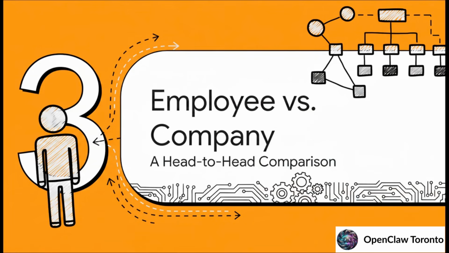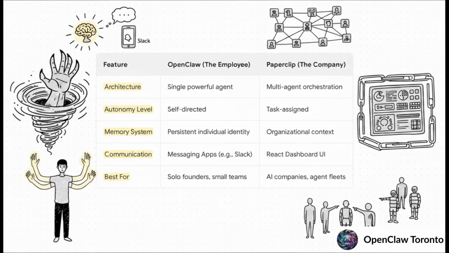Okay, so we've met the employee, we've seen the company. Let's put them head to head. This should make the differences totally crystal clear. All right, let's just break this down. Look at the architecture. OpenClaw is all about a single, super powerful agent. Paperclip, it's about managing a whole bunch of them.